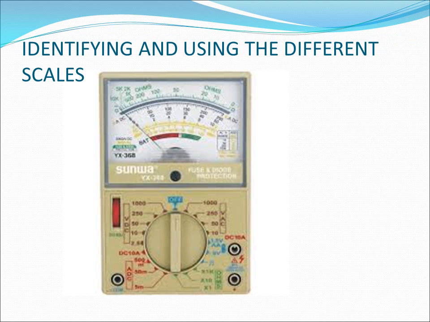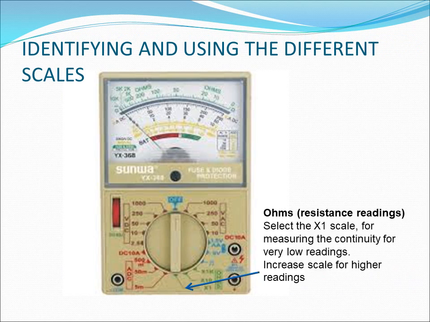Identifying and using the different scales. For ohms, in other words resistance readings, select the ×1 scale for measuring the continuity for very low readings, increase scale for higher readings. Read the resistance in ohms on this calibrated dial.